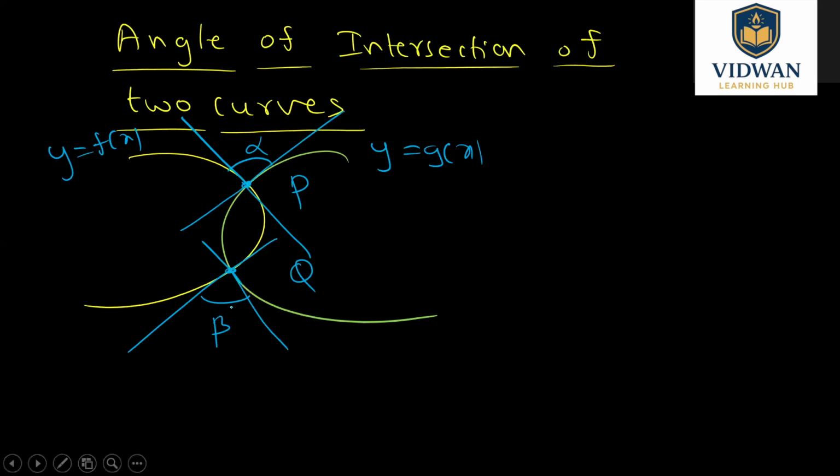So how to find these angles? For that, you just have to find the derivative of first function, derivative of second function at P and Q to get the tangent slopes. And once you know the slopes, you can find the angle between them. But before that, we need the point P and Q.